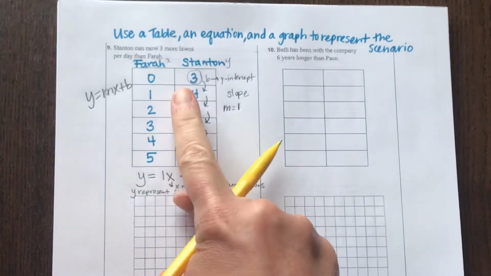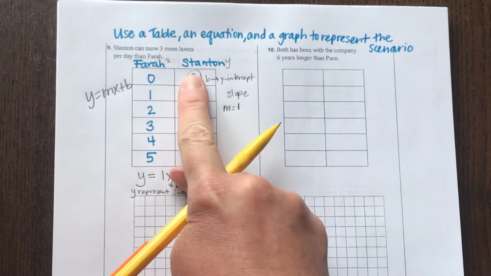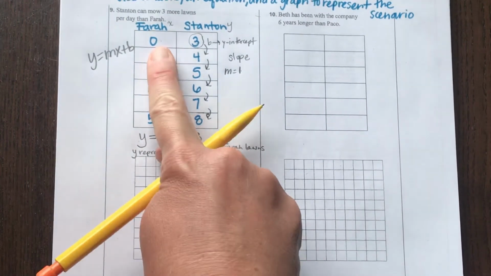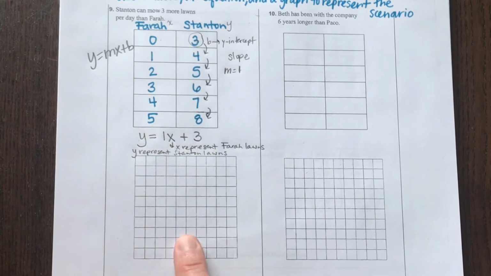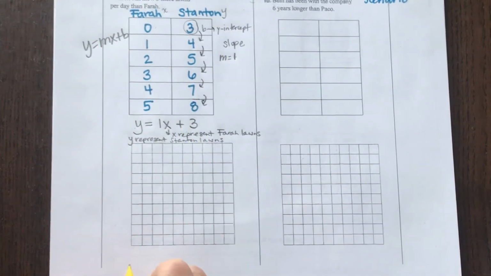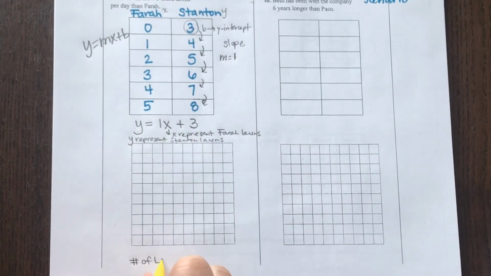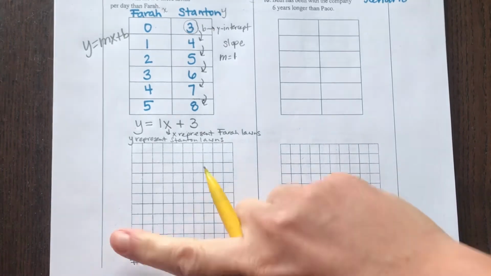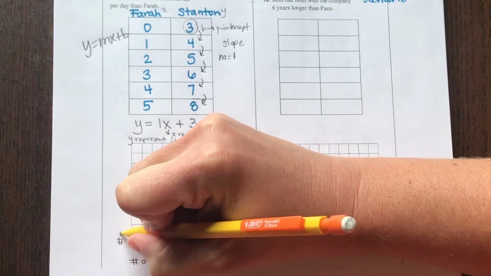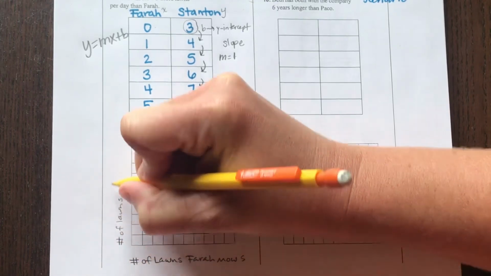Okay, now, what I'm going to start with is plotting these points on this graph below. So I'm going to start with 0, 3, but in order to do that, I need to label my graph. So what I'm going to do is get myself some labels. So I'm going to call this x-axis the number of lawns Farah mows. And my y-axis over here is going to be the number of lawns Stanton mowed.